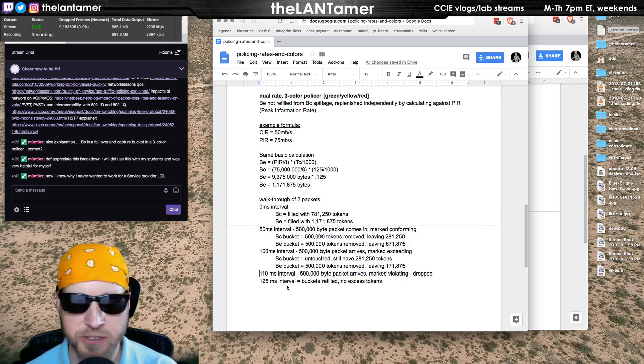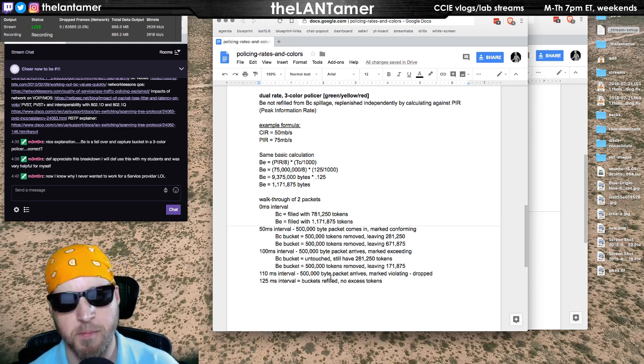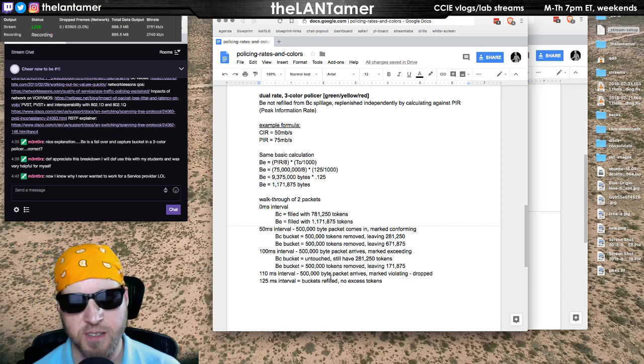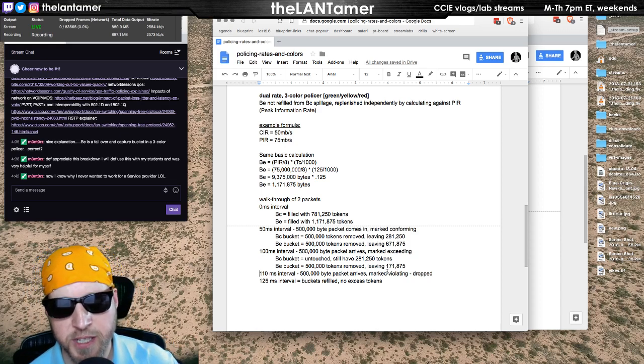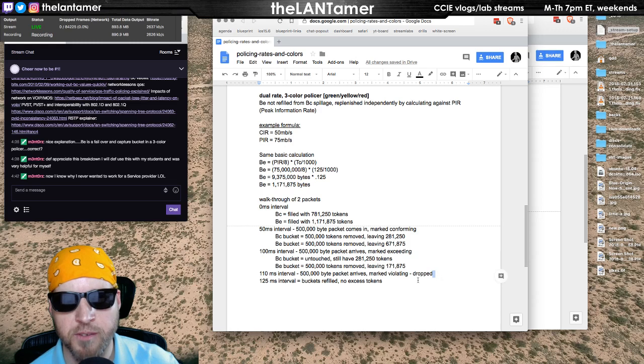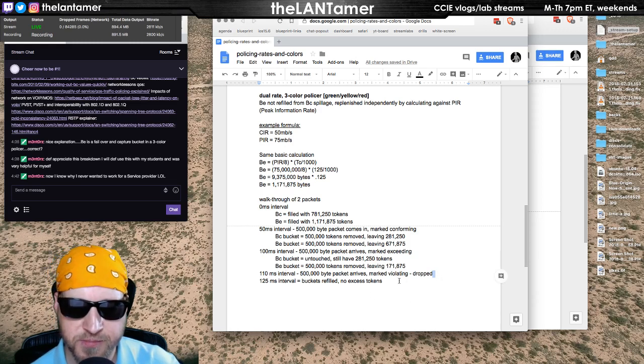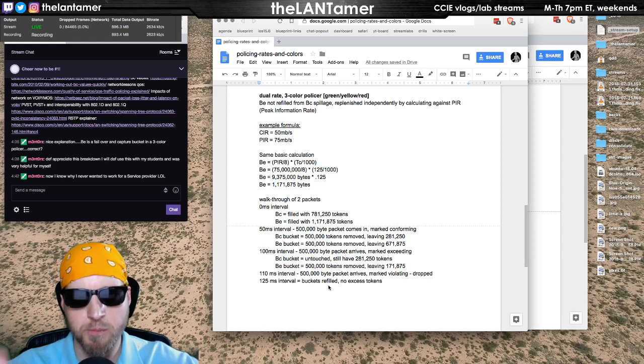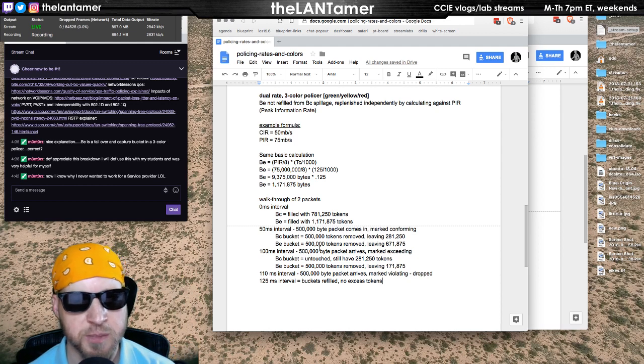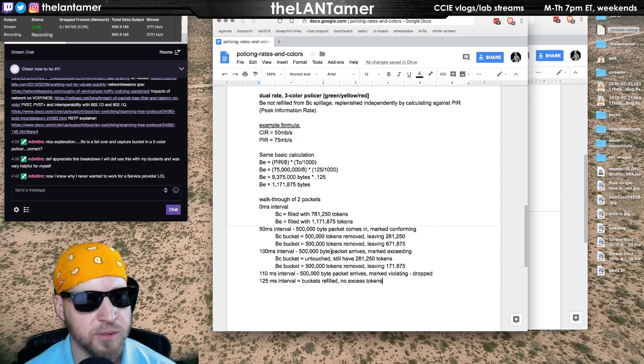Now at 110 milliseconds, we still haven't gotten a refill of our tokens yet, right? Another 500,000 byte packet arrives. Now notice this. Between these two buckets, I think we've got enough, right? No. Even if we did, this is going to be marked violating, and it's going to be dropped. All right, at the end of 125 milliseconds, both buckets are filled back up to their respective rates. And that's how the dual rate 3-color policer works.